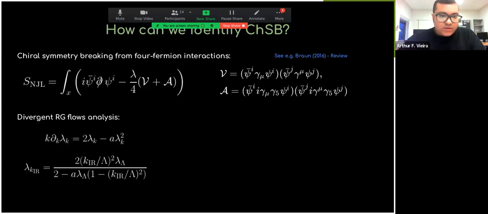But I will focus here on a system which is composed of a Nambu-Jona-Lasinio type model. So it's composed of a Dirac kinetic term. This is in flat spacetime for starters. And it also is composed of fermionic interactions in the form of the V plus A channel. So the V channel is composed of vector currents, and the axial channel is composed of axial pseudo-vector currents.